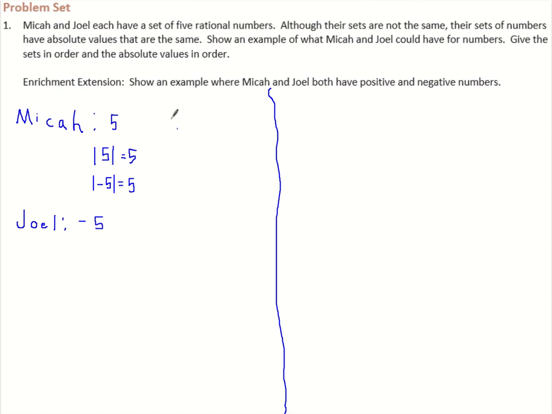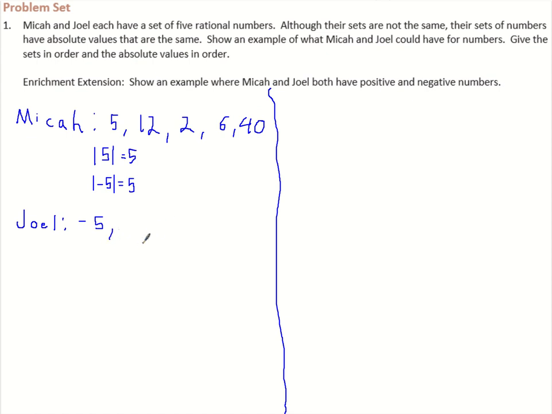So, as opposed to writing out all the numbers and then putting them in order, let's just pick some numbers here. We're going to go with 12. We're going to go with 2. We're going to go with 6. And then we're going to go with 40. That's going to be Mika's set.